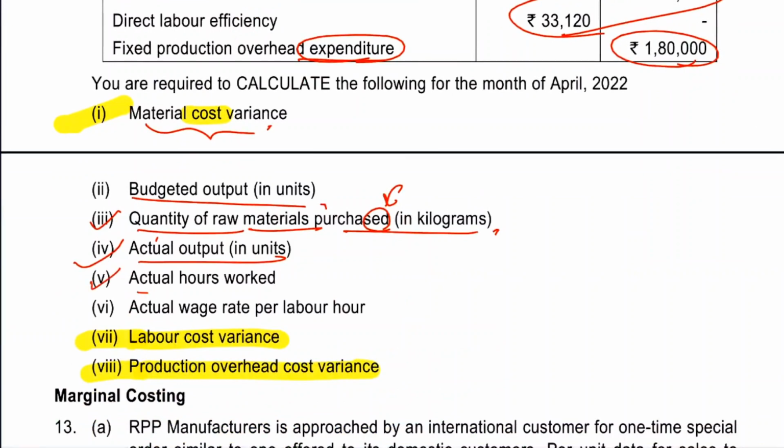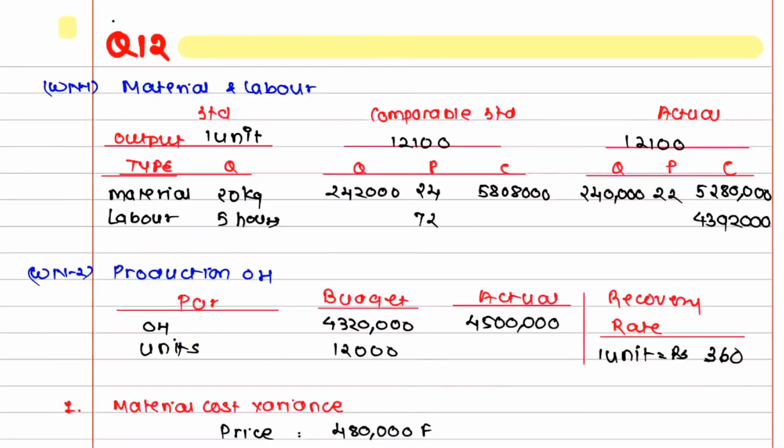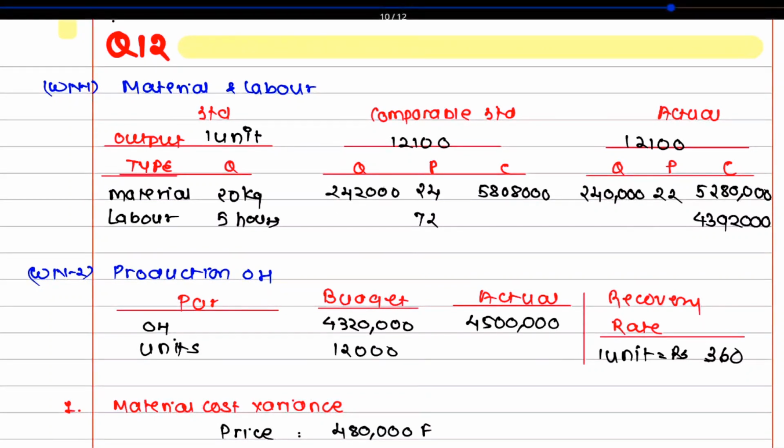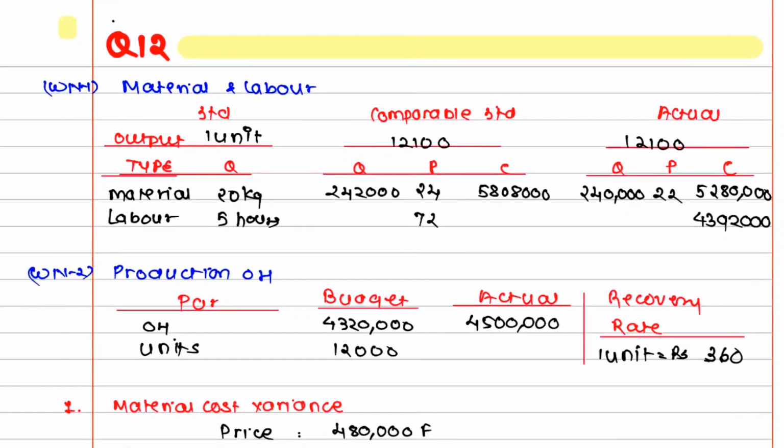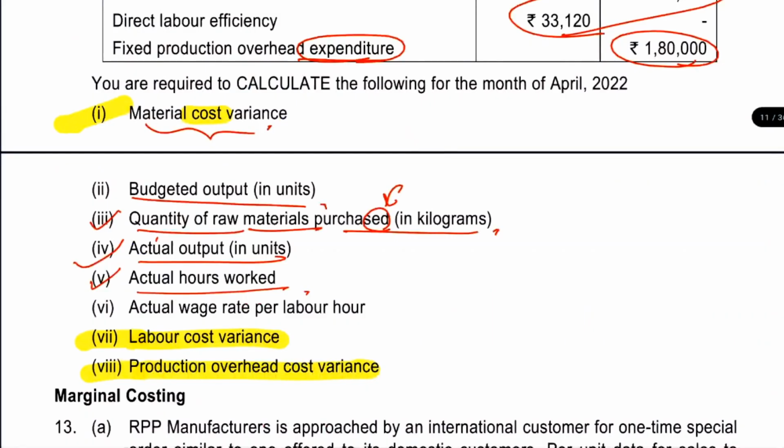What are they asking? Actual hours worked. Just looking at the table, let's see whether we can get the actual hours worked. First of all, standard hours worked, can we get easily? Yes sir, 12,100 into 5, so 60,500. Then into 72. Now what they are asking is actual hours worked. We have an actual wage rate per hour. So actual hours worked, acha, which variance rate comes?